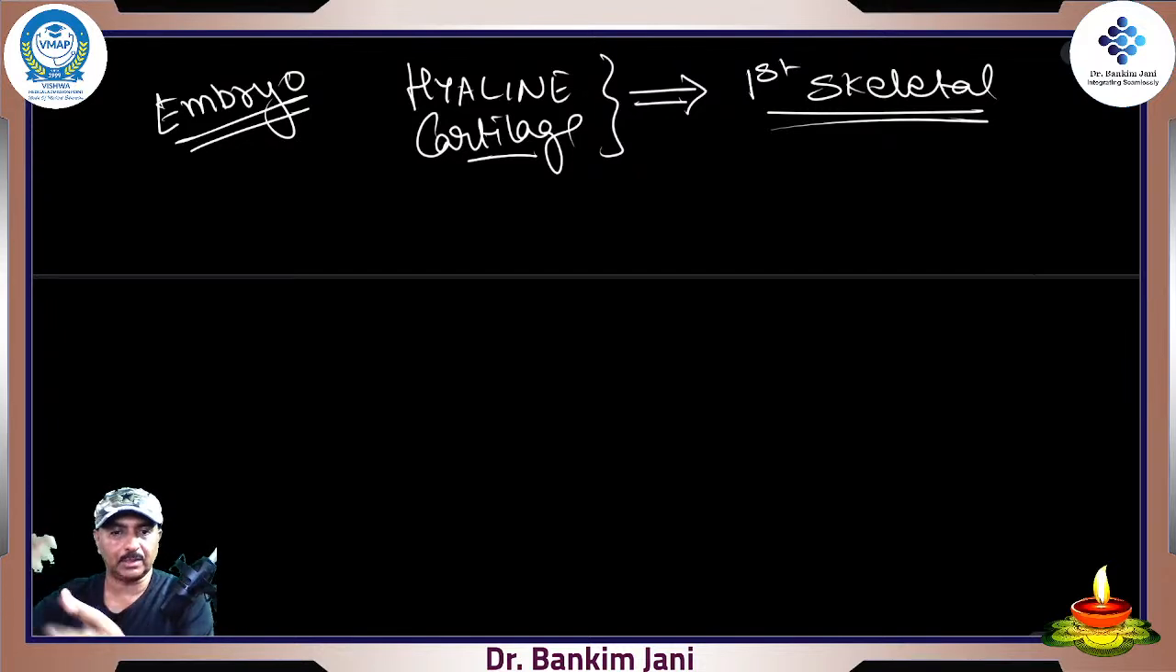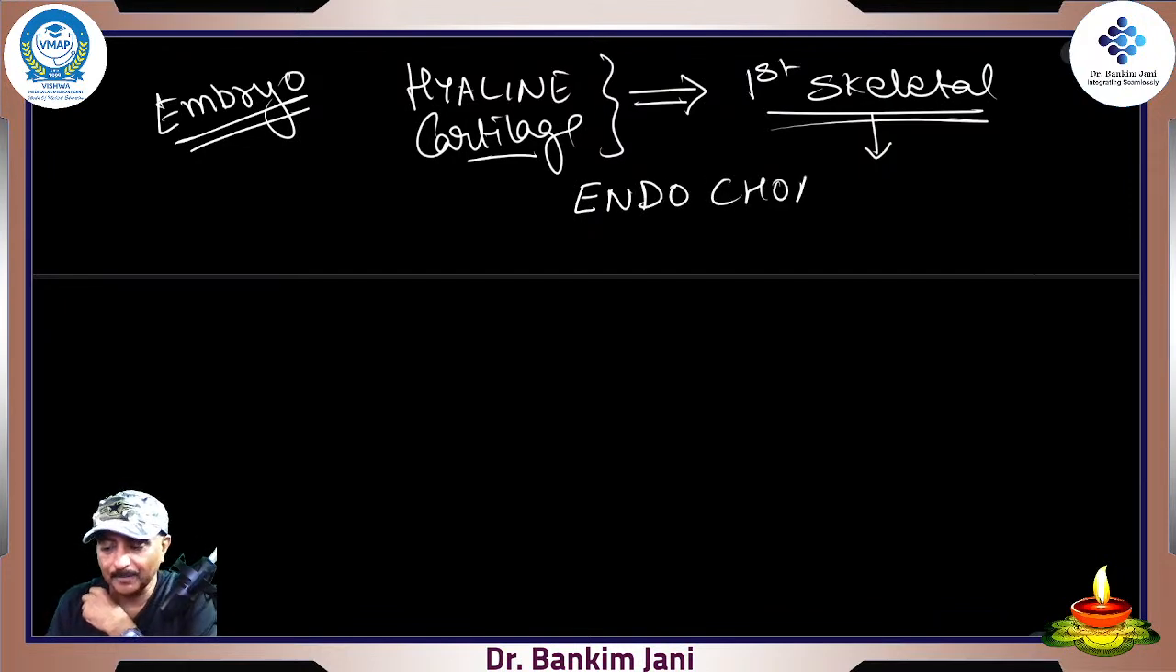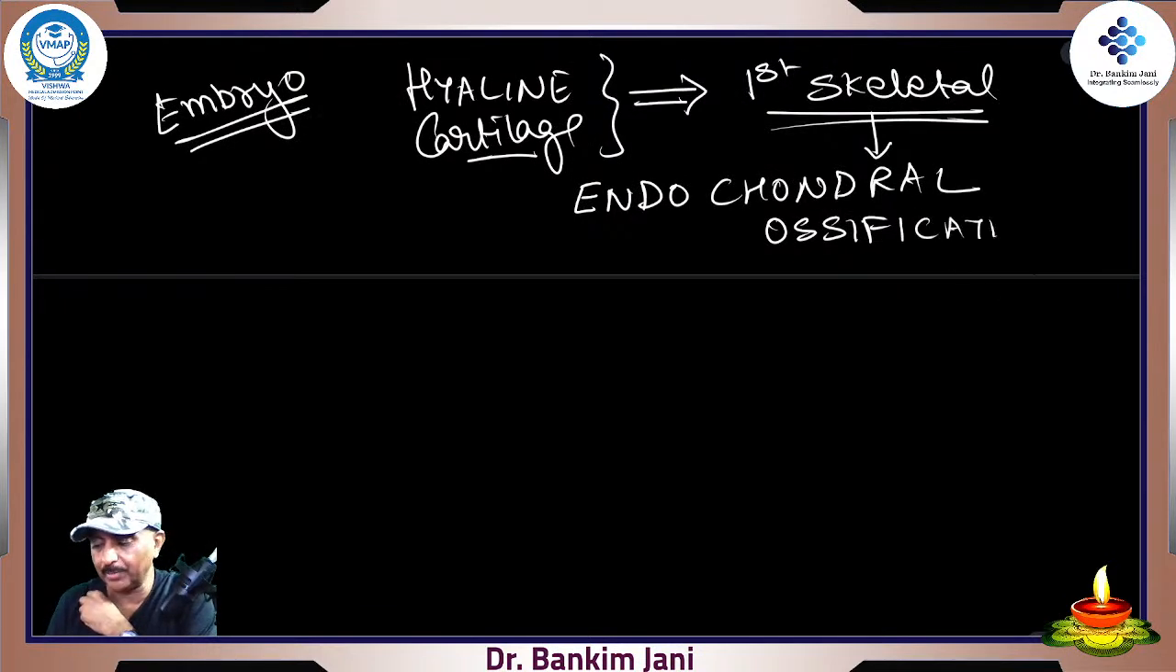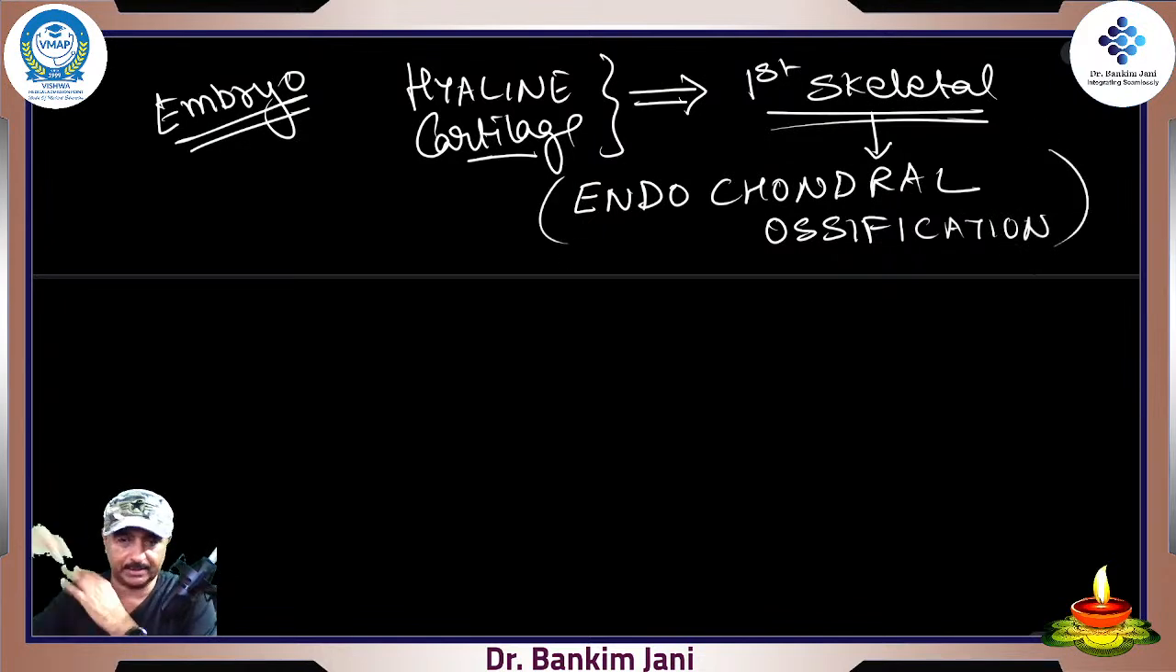Then it goes for ossification, and because it is from the cartilage, it has a special name, and this name is endochondral ossification. This is where actually the ossification occurs. So as the embryo becomes mature, as it becomes bigger, as its age increases, it leads to bone formation. But the beginning is with hyaline cartilage.